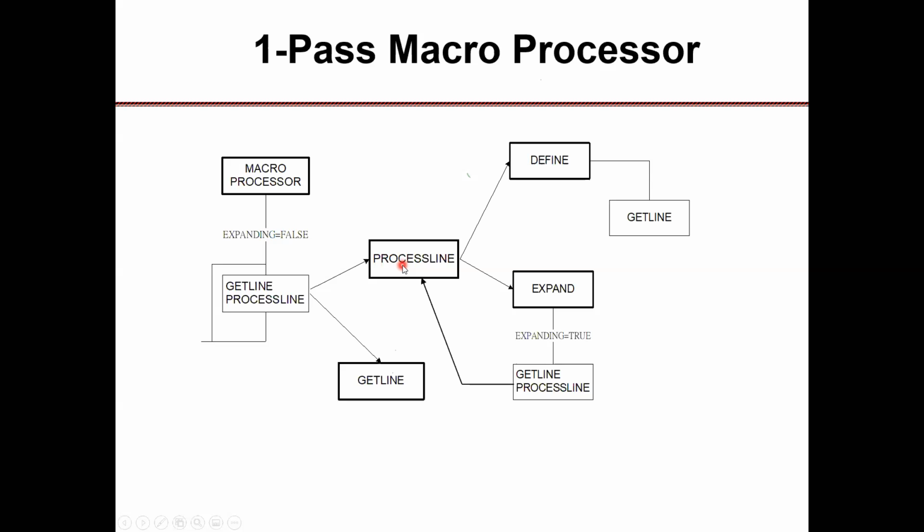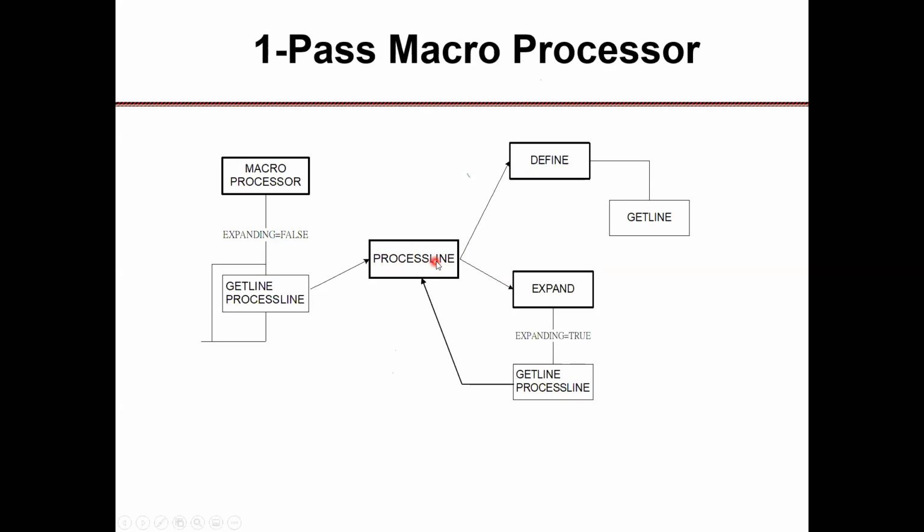Then process line is going to look and see if it's a define or expand, right? If it's a define, you're defining what it is. You call get line until you get to the end of the macro definition, and you pop back out. You come back to process line, returns.